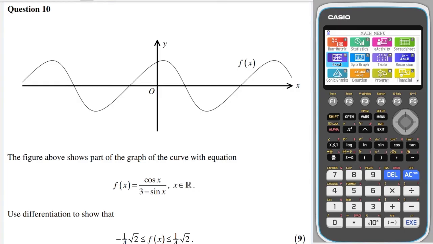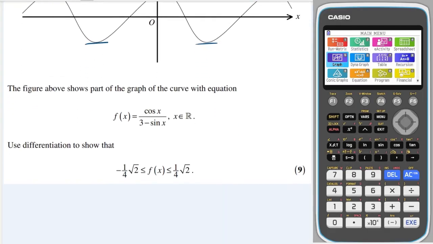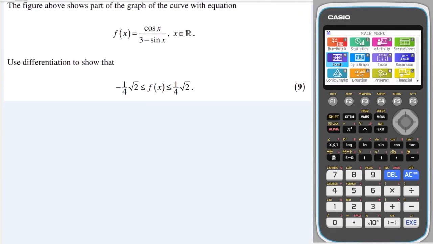Question 10, we've got a lovely looking trigonometric graph. We've got the function, and it says use differentiation to show that the range of f of x is between these two values here. So we need to work out what the top or the maximum value is and what the minimum value is, and the range will be in between the two. So that's why we're going to use differentiation. We're going to differentiate this, and we're going to use the quotient rule.